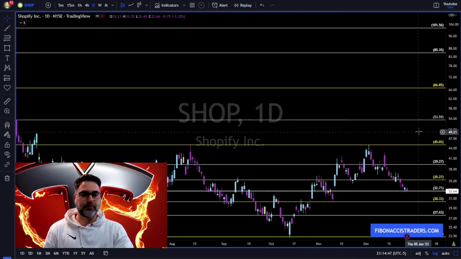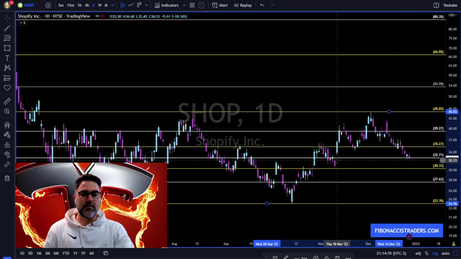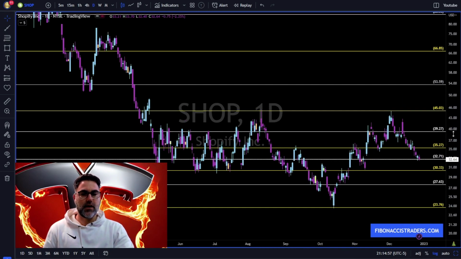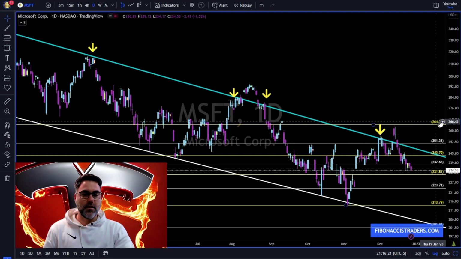Shopify is trying to hold the 50% retracement Fibonacci level at the 32 area. Close this gap here. Let's see if Shopify bulls can hold and maybe make a bounce, or if they give up, we have these levels to the downside to watch.